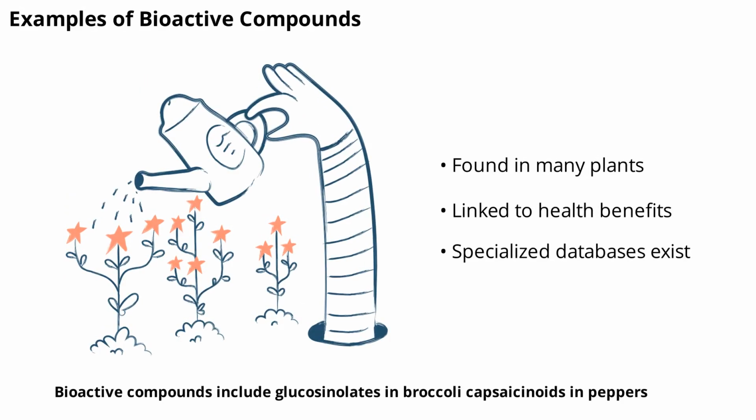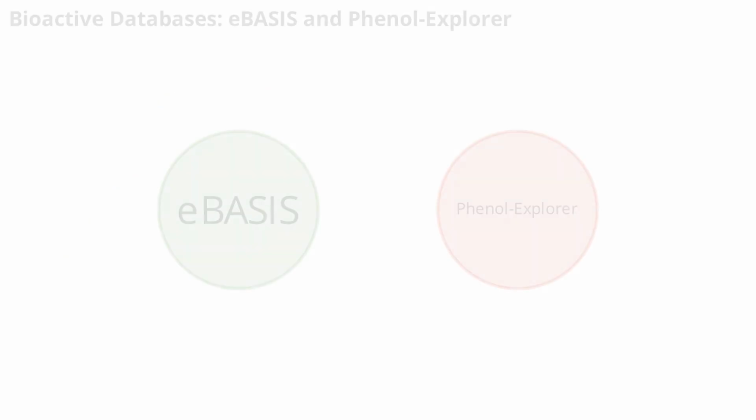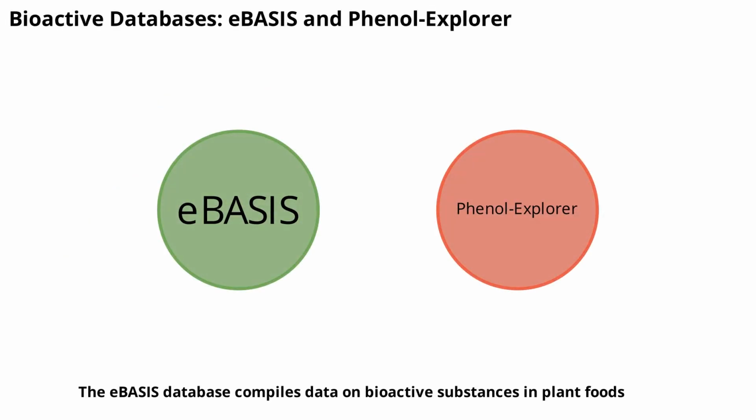Bioactive compounds include glucosinolates in broccoli, capsaicinoids in peppers, lignans in grains and legumes, and various flavonoids in fruits and vegetables. These compounds are linked to health benefits, such as reduced risk of chronic diseases. Specialized databases collect and evaluate data on these substances, ensuring that researchers and health professionals have access to reliable information for dietary guidance. The eBASIS database compiles data on bioactive substances in plant foods, including both composition and bioeffects.